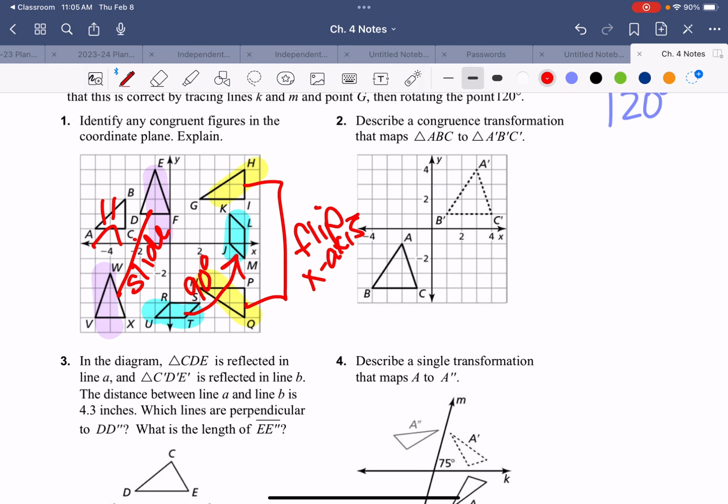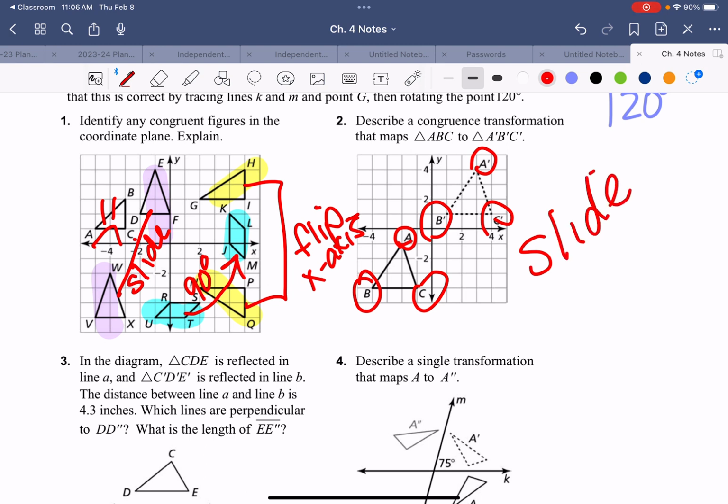Okay, now let's look at 2. Describe a congruence transformation that maps ABC onto A'B'C'. Okay, well notice B is here and B' is here. A and C are in the same location, so we didn't do any type of a flip or a rotation, because if we did, then they would be in different areas. So this is a slide.